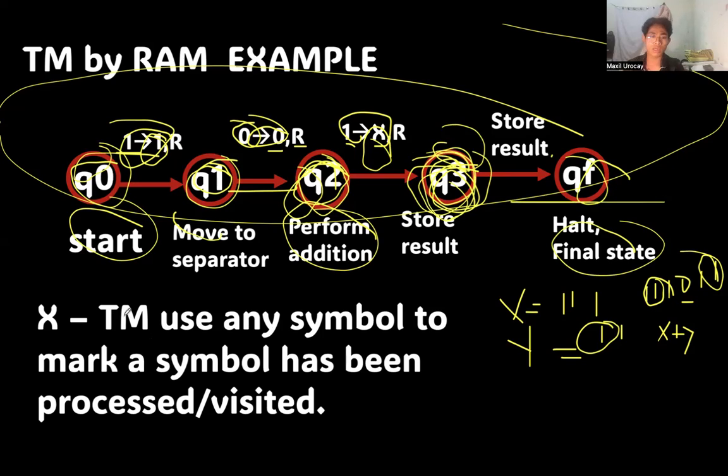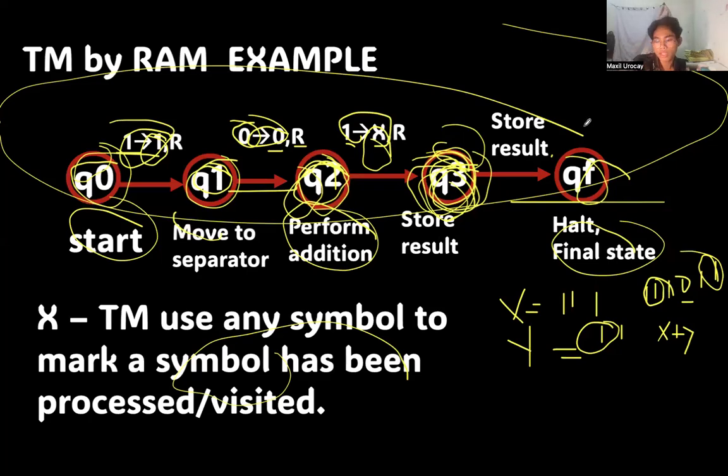So we stop right there after it has been accepted. So that's how it worked for the Turing machine by simulating the RAM model.